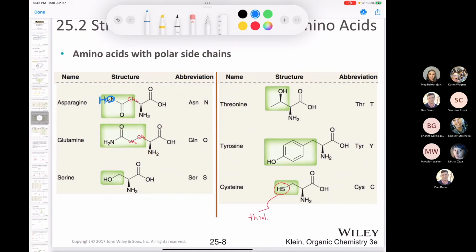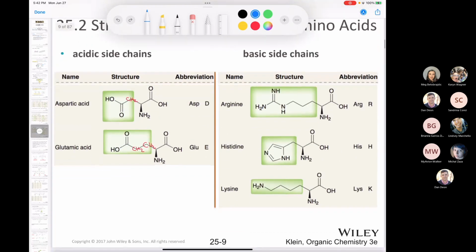So asparagine and aspartic acid are very closely related. Same thing with glutamine. If you were to put a hydroxyl here, you would have glutamic acid. So glutamine and glutamic acid are very closely related. The last 3 have basic side chains.